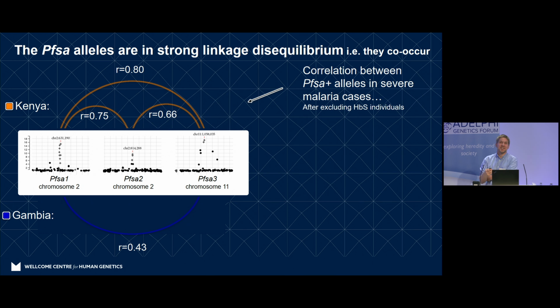Malaria parasites, just like humans, undergo meiosis. This happens during their passage through the mosquitoes. So meiosis means independent segregation of chromosomes, and it means recombination. It breaks down linkage disequilibrium.